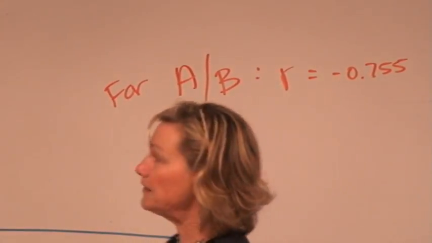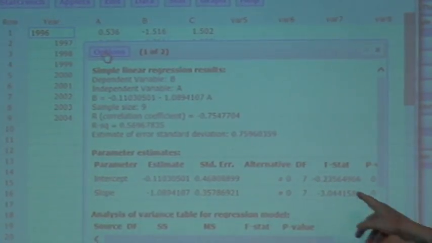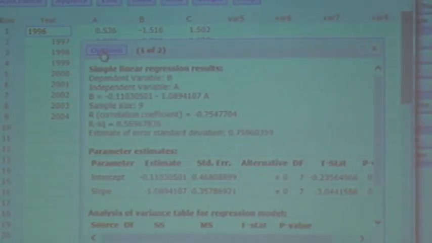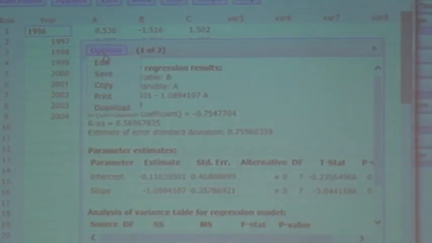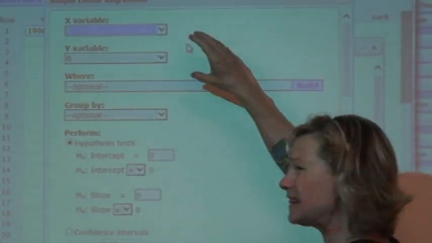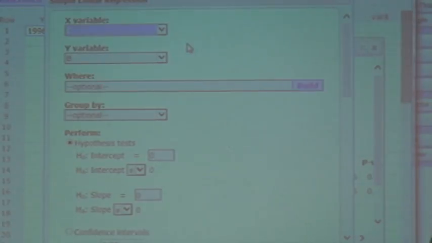Okay, now let's go back. If you go to the little options window in your output, in the above left of your output, you can go back without having to go through the previous steps. You can go back into the menu and change settings. So the B is the only one going down, so I think if we choose the X variable to be C, now again, we've got one variable increasing and the other decreasing. So I think those are the only two pairs that it would make sense to look at.